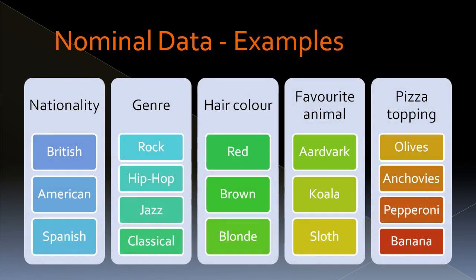Some examples of this might be nationality. You choose what nationality do you belong to? British, American, Spanish, or whatever. There's no order in these. Genre: rock, hip hop, jazz, classical. Which is your favourite? What is your hair colour? What is your favourite animal? Which is your favourite pizza topping? All of these are nominal data. There is no order to them, and you can simply choose any one of them.